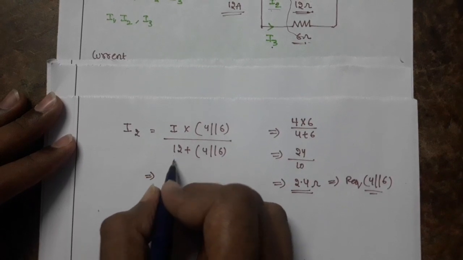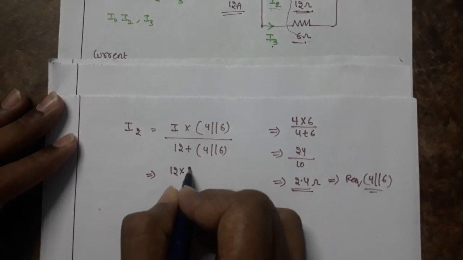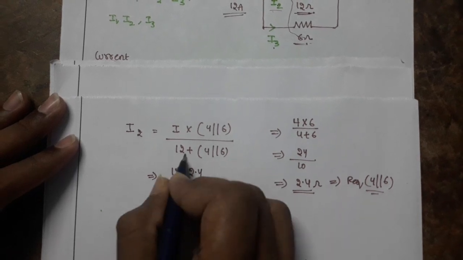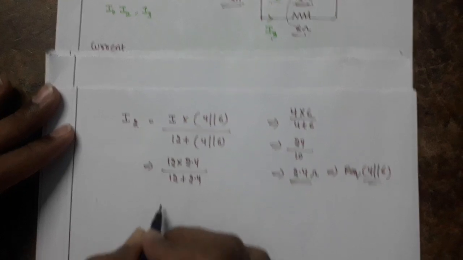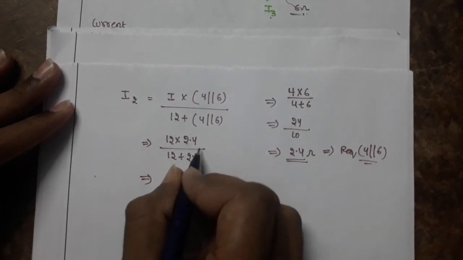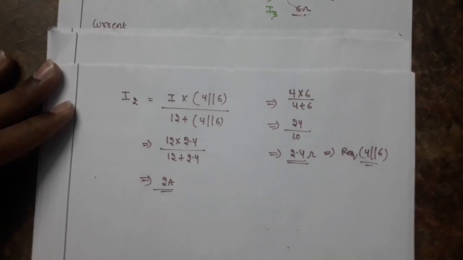Total current we know is 12 amperes, times R equivalent of 4 and 6, which is 2.4, divided by 12 plus R equivalent of 4 and 6, which is 2.4. So by solving this we will get I2 as 2 amperes.